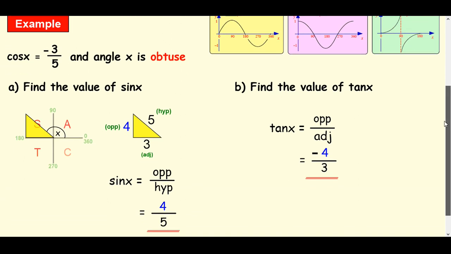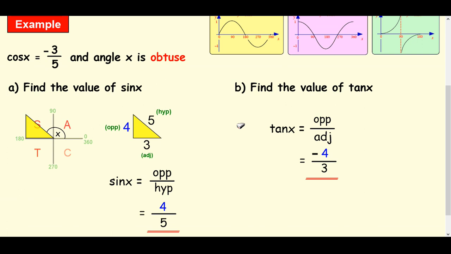This is quite a tricky concept, so maybe replay the video, have a think about it again, and go and practice these questions, because it is quite a challenging area. You have to know quite a lot: Pythagoras, basic trigonometry, your trig graphs. There's a lot going on.